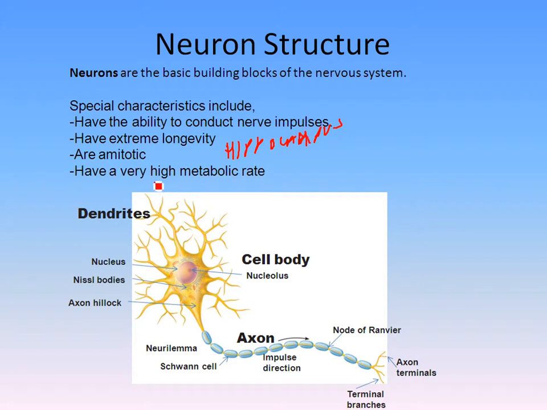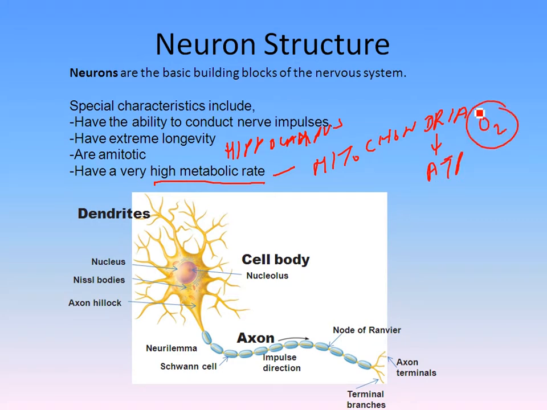They have a very high metabolic rate and therefore must have a rich supply of mitochondria. Now remember, mitochondria is the one that generates ATP, but only in the presence of oxygen. So these nerve cells need to have a rich supply. They cannot survive without O2. The neurons have two main body parts, the cell body as well as the processes, the dendrites and the axon.